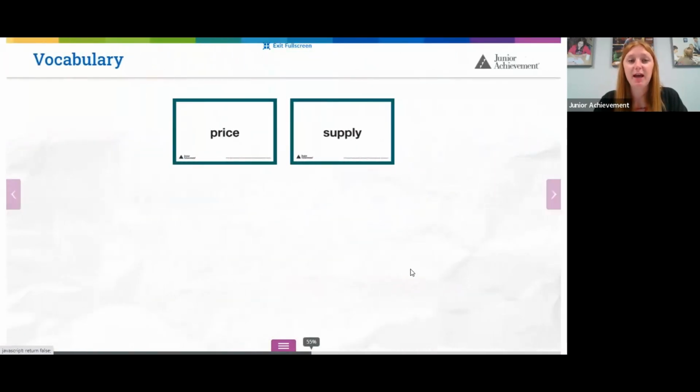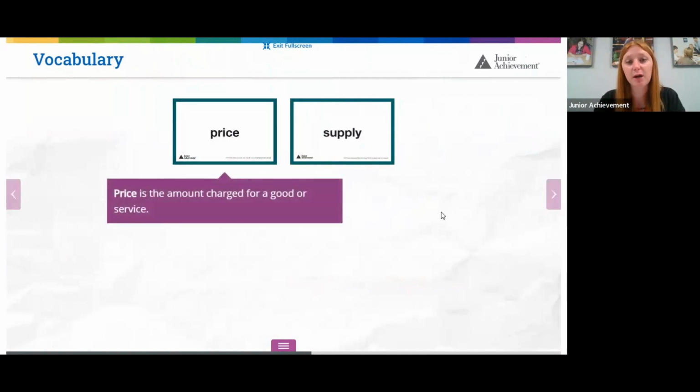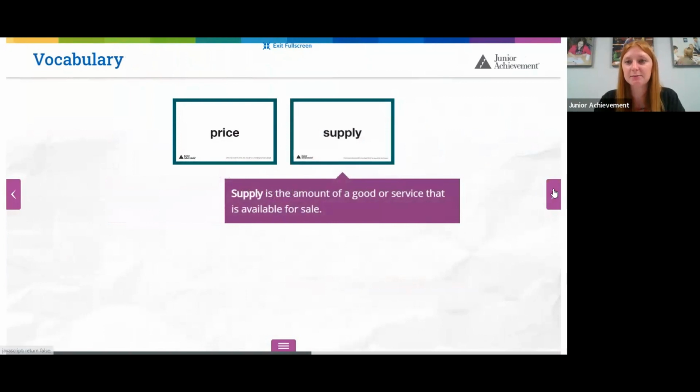Once you're done with the activity, and again, students will need a writing utensil to fill out all of their bookmark. Then we're going to go through just a few more vocab words. So I'd call a student to the board and have them describe what they think price means and supply means.